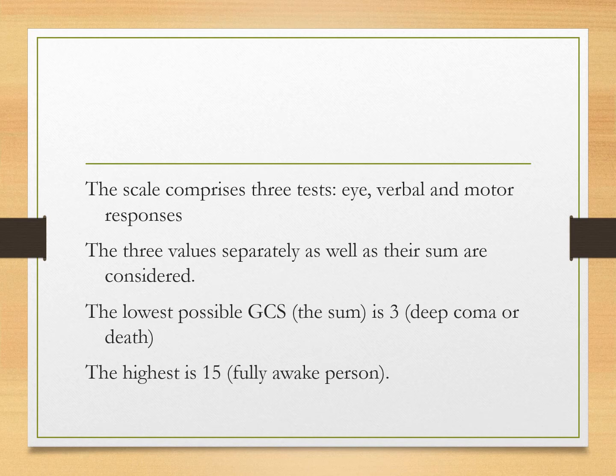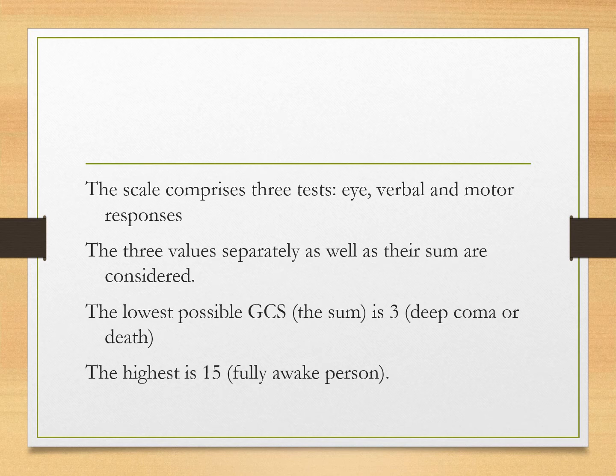The scale consists of 3 individual tests that add up to a total score. The tests go over eye, verbal, and motor responses. The 3 values are then determined separately, and then they are summed together. The lowest possible score is a 3. It's a deep coma or even death.